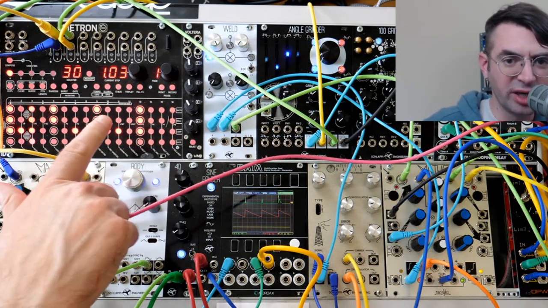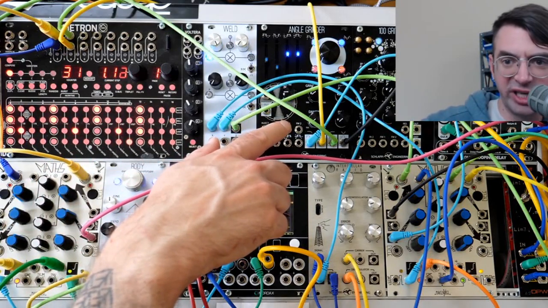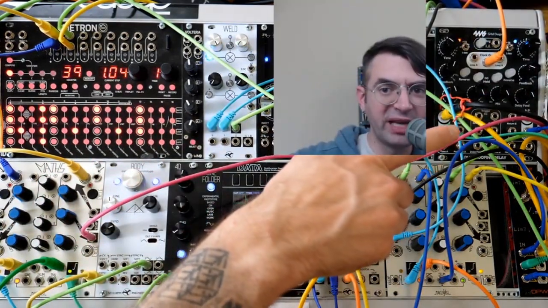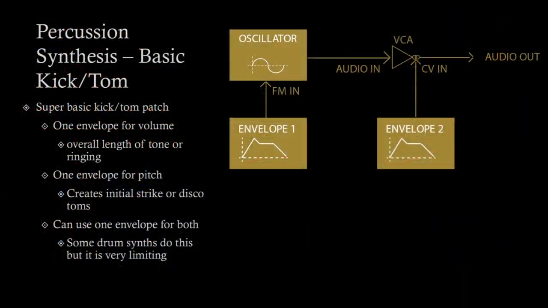I'm also using the W&D Metron for sequencing, the angle grinder for modulation, and the 4MS DLD for delay in the very last part of the video. You need 2 envelopes, 1 oscillator, and 1 VCA.